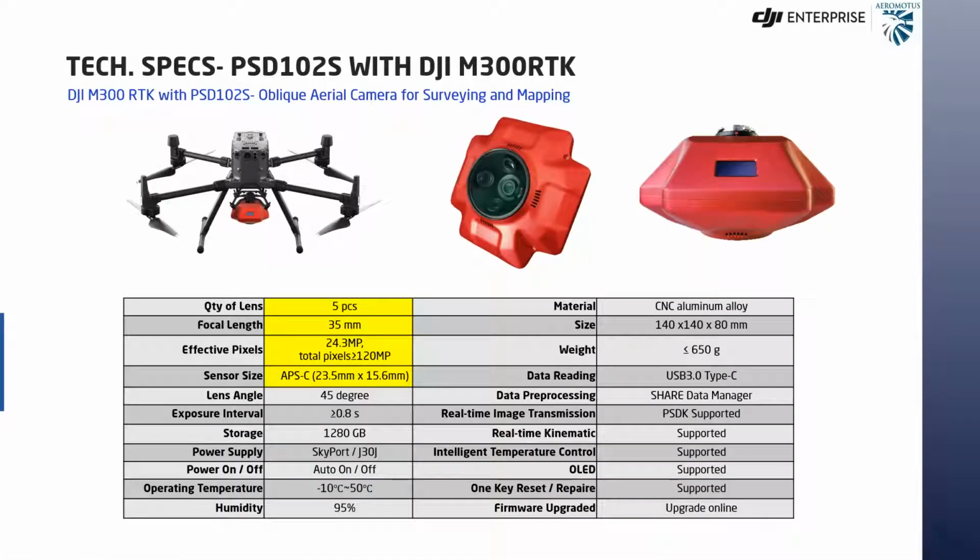So that's a short video on how the PSD102S is integrated with M300 and how it can take images. To give you an idea on the specs, what is the PSD102S? It has 5 lenses. Each of them has 24.3 megapixels. Total pixels will be 120 megapixels. It's an APS-C sensor. So this is ideally suitable for surveying and mapping and for 3D modeling.